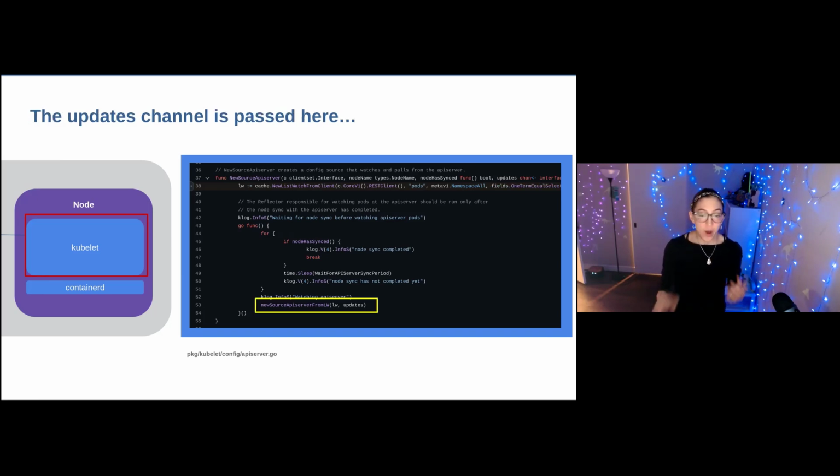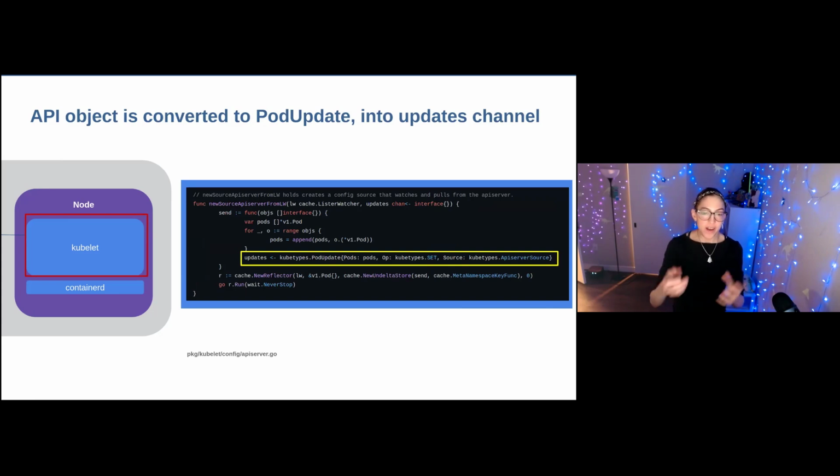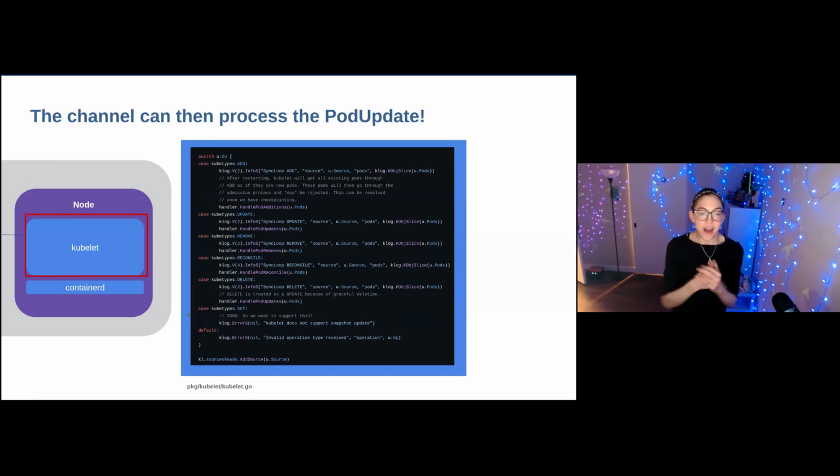What is the something? We can trace this function, new source API server, from LW, which is a list watcher, passing the channel. In that function, we basically are receiving the messages. We're packaging them into pod updates, putting them back into that channel, and that's going to go back to the main kubelet. And then we're going to be acting on the kind of instruction that we get. So add, update, remove, reconcile, etc. I won't go into all of these, but let's just look at add.